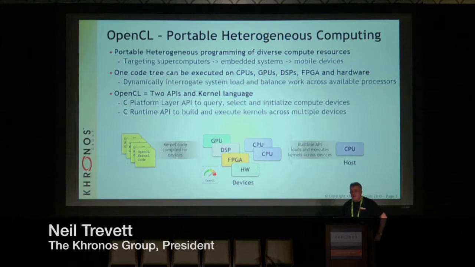So there's actually a kernel language and two APIs in OpenCL. You can interrogate the system to find out what processors you have, and it can be CPUs, GPUs, DSPs, even hardware blocks and FPGAs. And then you can compile small kernel programs that are written either in C or C++, distribute those kernels and execute them on your available compute resources, and then gather back the results.